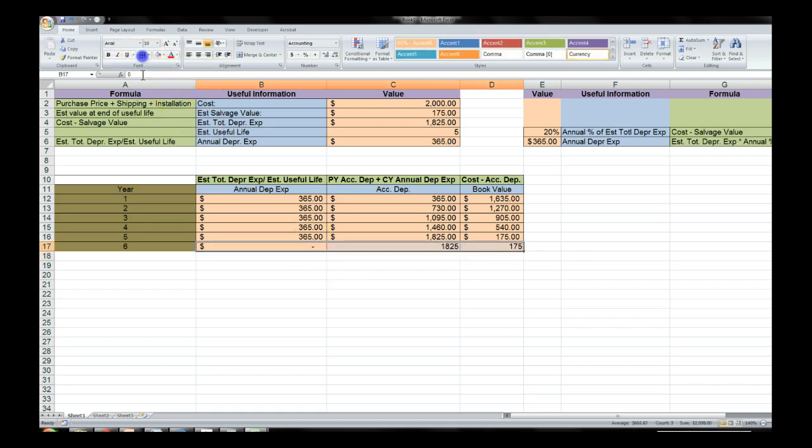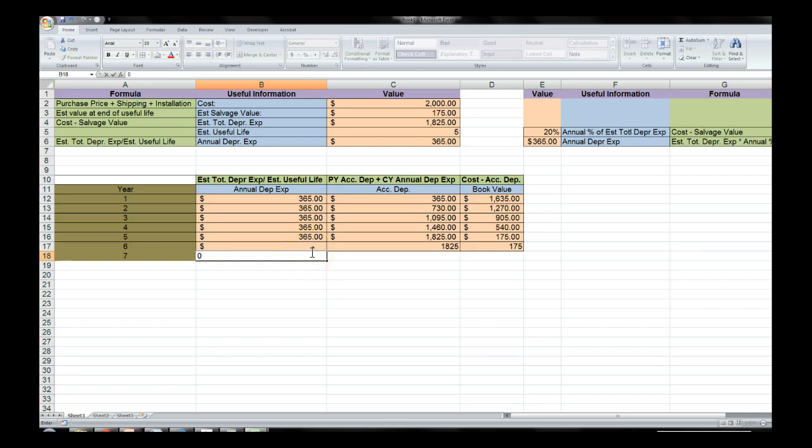Oh, I lost all my lines. Okay, so say we had a year 7. Year 7, we'd have no annual depreciation expense. It too would be 0. Why? Because once our book value reaches our estimated salvage value, we no longer account for depreciation. It's gone. We split over 5 years. We get more time out of the machine.